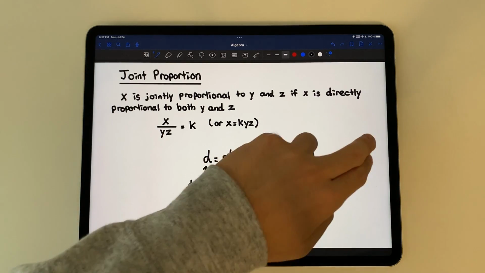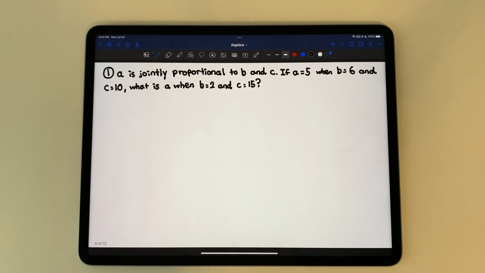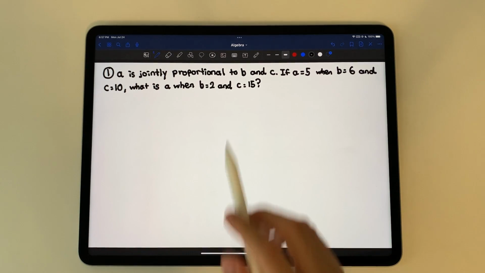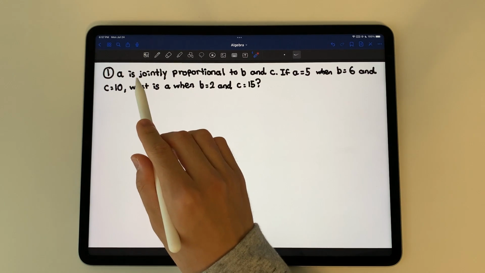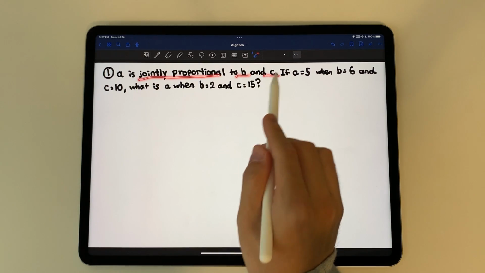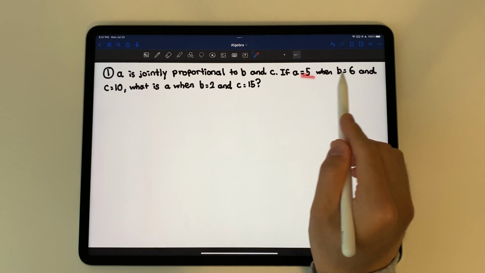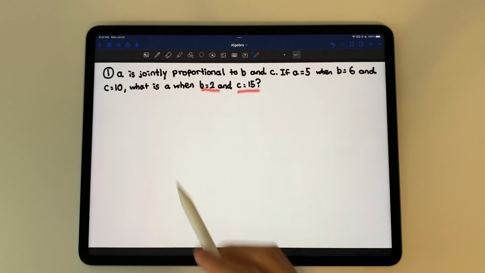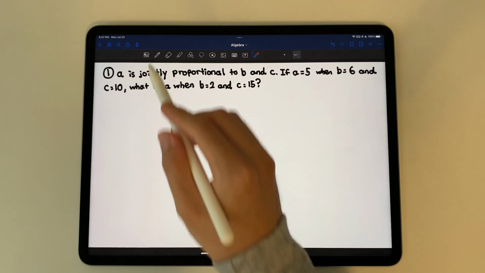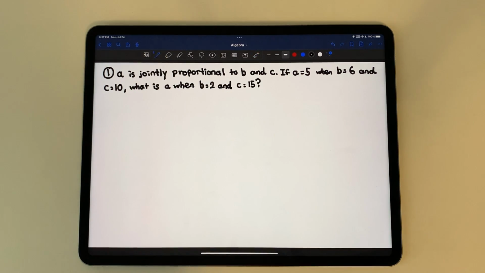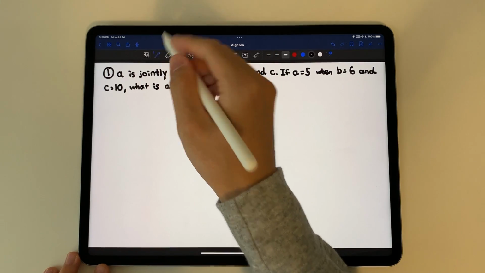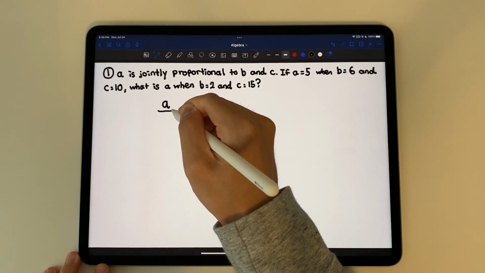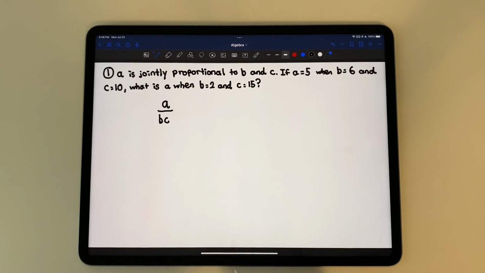All right, so let's get right into a problem. So our problem states that A is jointly proportional to B and C. If A equals 5 when B equals 6 and C equals 10, then what is A when B equals 2 and C equals 15? Okay, so let's get started. We're going to use our definition of joint proportion. So if A is jointly proportional to B and C, then A over BC is constant.